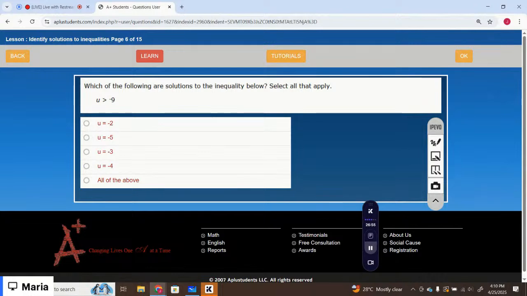Which of the following are solutions to the inequality below? U is greater than negative 9. So all of the above, all the numbers are greater than negative 9. So all of the above is the correct option. Okay, you can complete the lesson by yourself. Let me just move on to the next lesson.